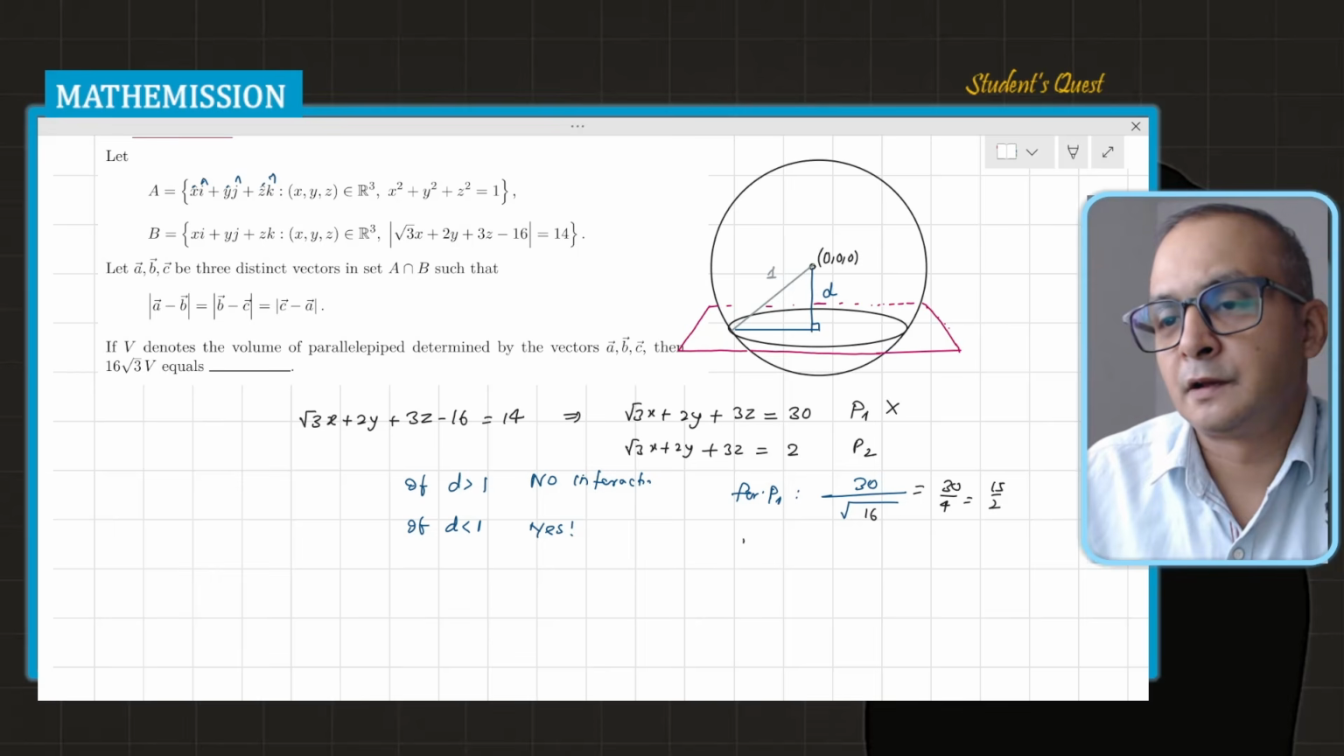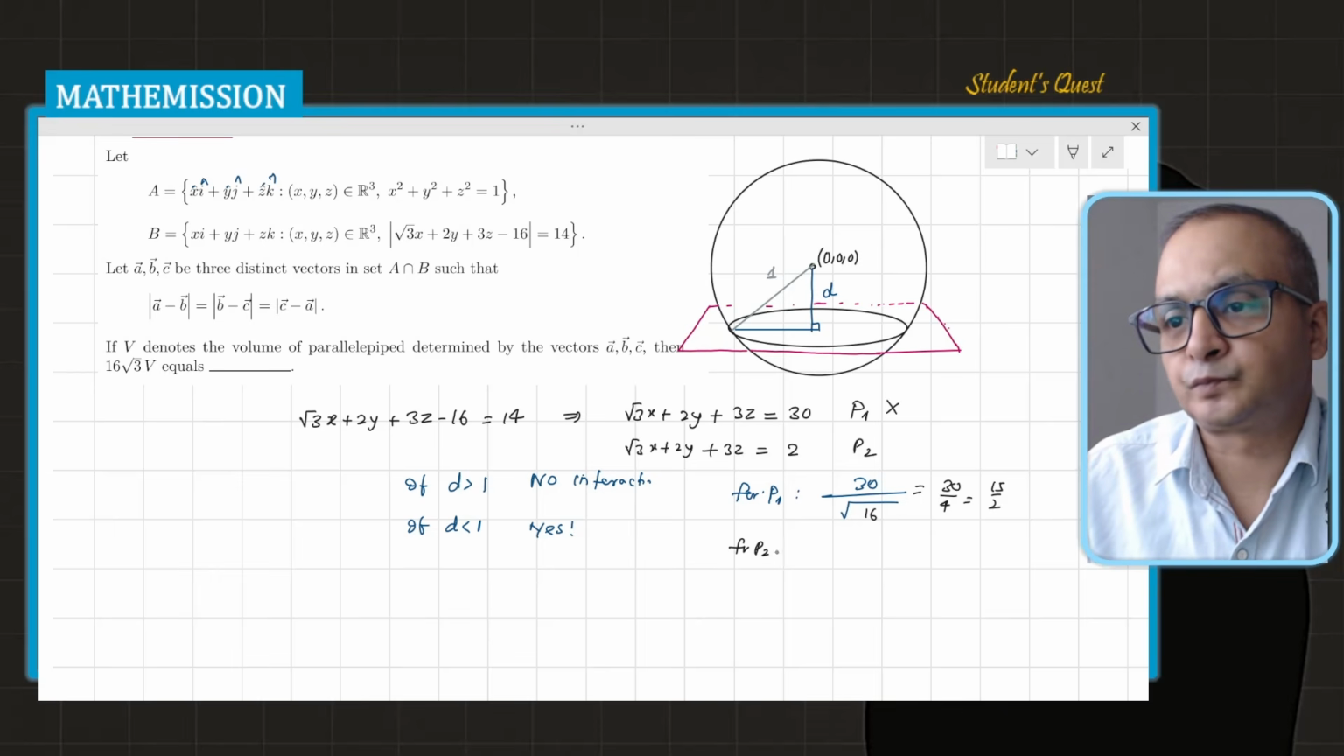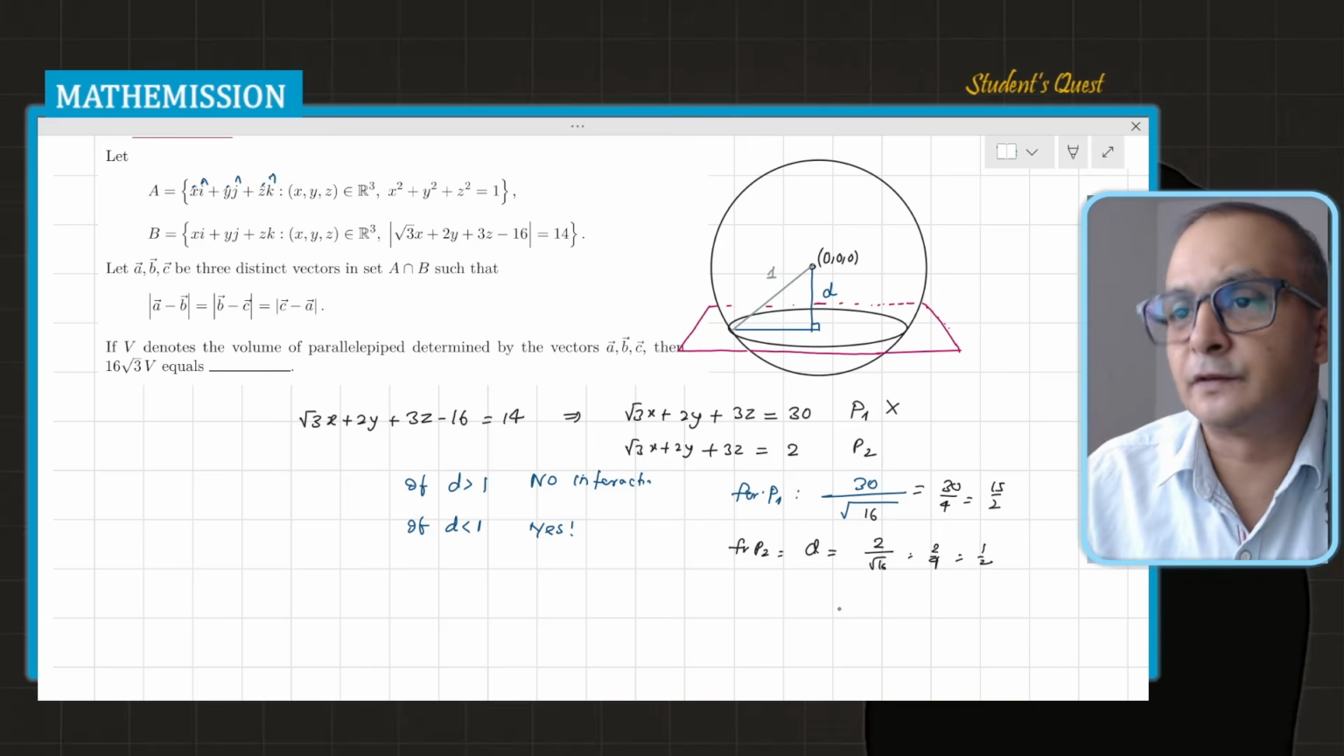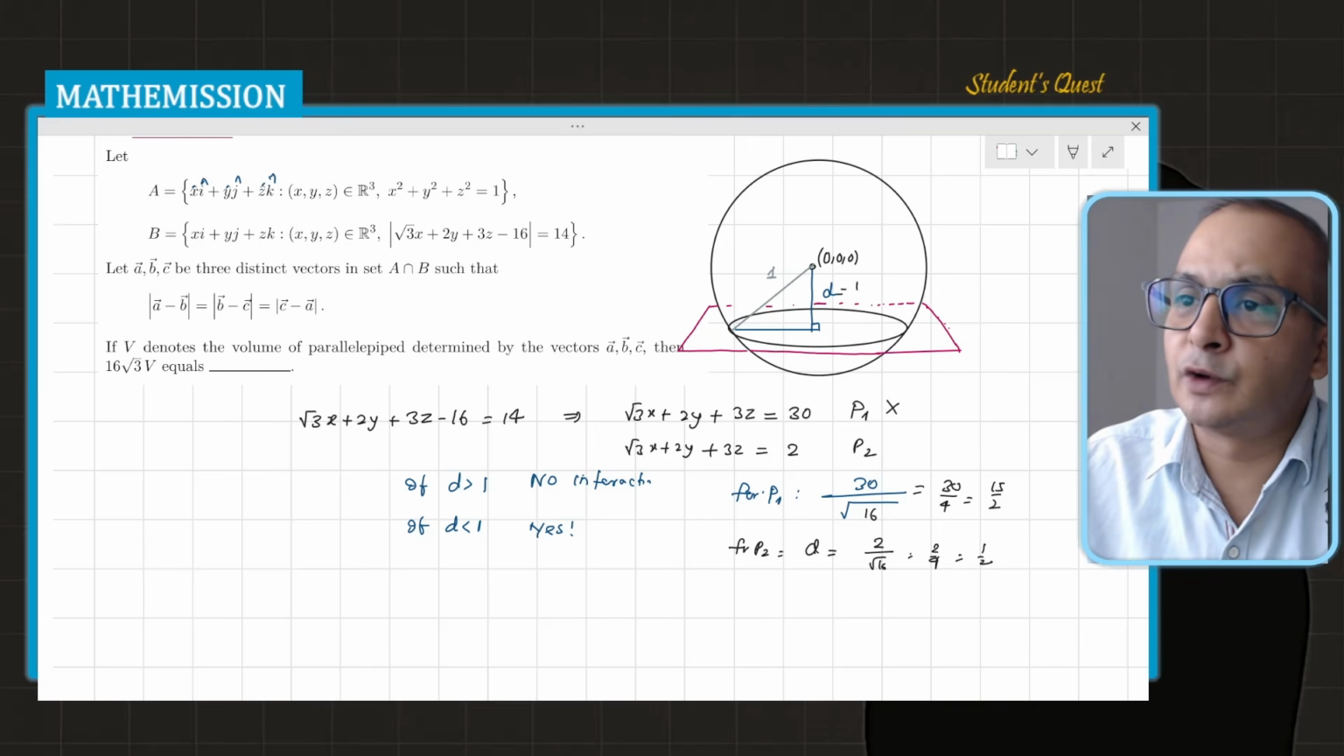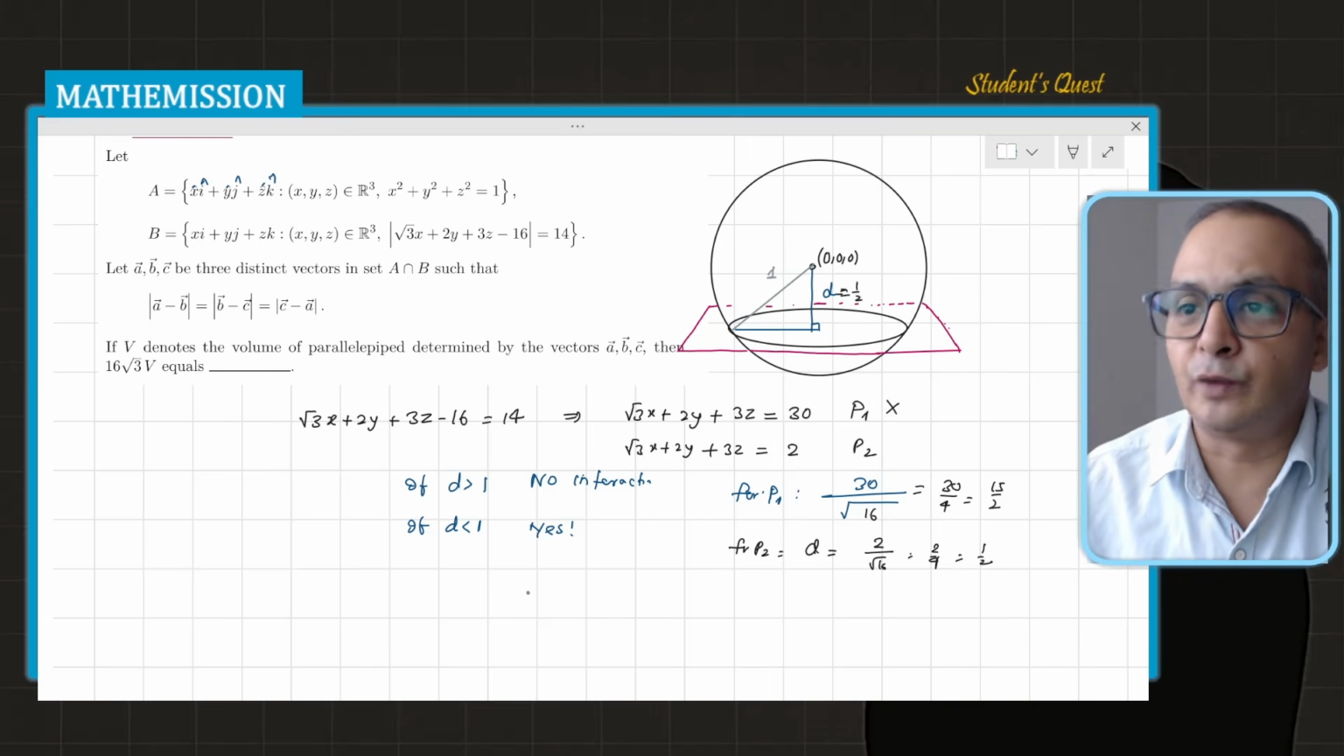Second plane, for P2, I am finding the distance d. That is going to be 2 by root 16, that is 2 by 4, so it is going to be 1/2. So d is equal to 1 by 2, and this is the plane I required.